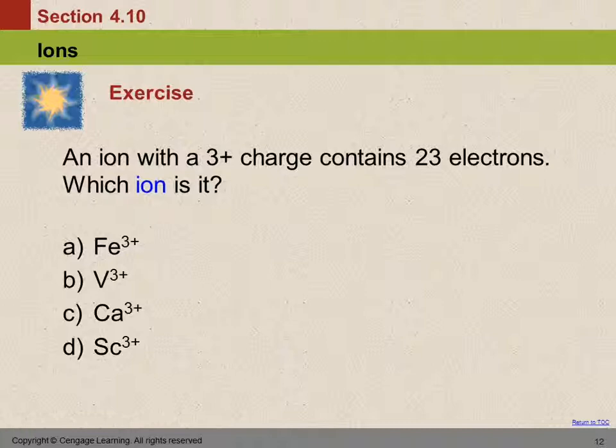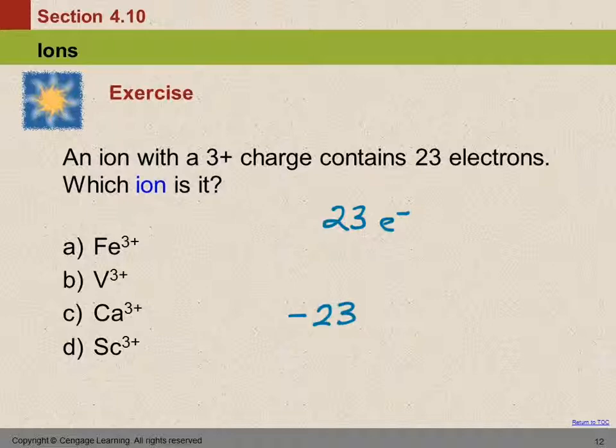So here's an exercise. An ion with a 3+ charge contains 23 electrons. Which ion is it? So 23 electrons. The electrons have a -1 charge, right? So this is a charge of -23. And overall, this has to add up to +3. So we want to know how many protons, how many positive charges. We know we have 23 electrons, and overall there's a charge of +3.